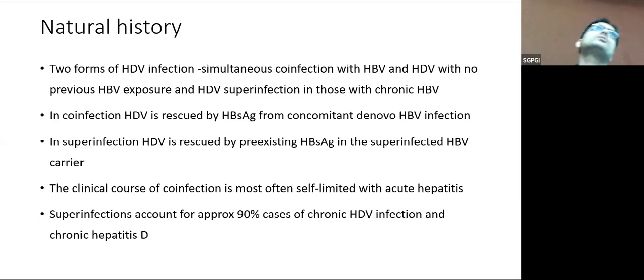So in patients who have co-infection, recovery is the rule, and progression to chronicity is very rare. Whereas those who have super infection, already have hepatitis B virus infection with a profound amount of HBsAg in the body, and on top of that HDV infection occurs. There the prognosis is poor, and the chances of rapid progression to cirrhosis and HCC are higher in such patients. So if one has to have hepatitis B, D infection, it is better to have co-infection rather than super infection. I hope this point is clear.